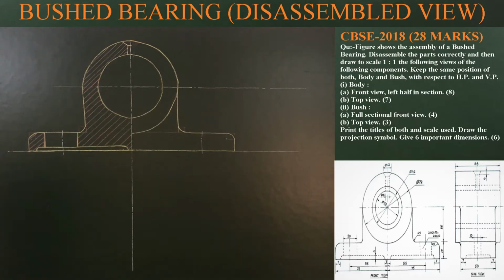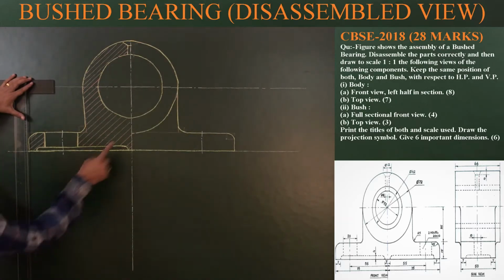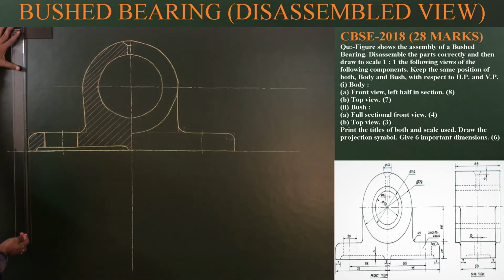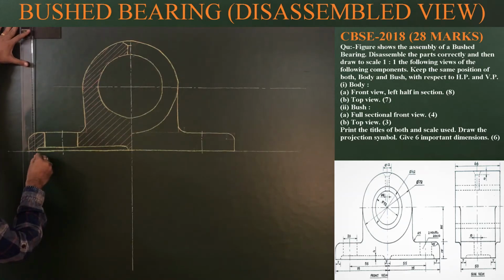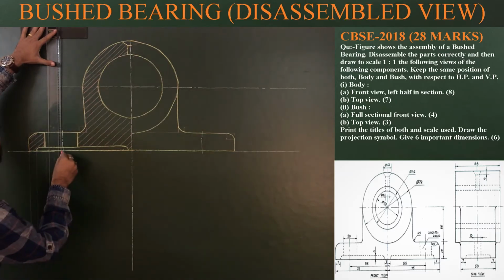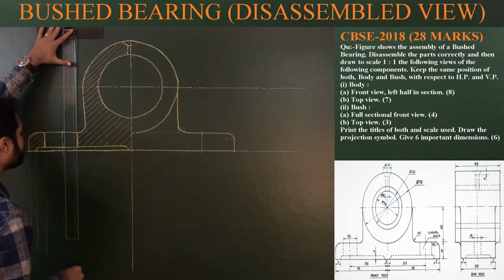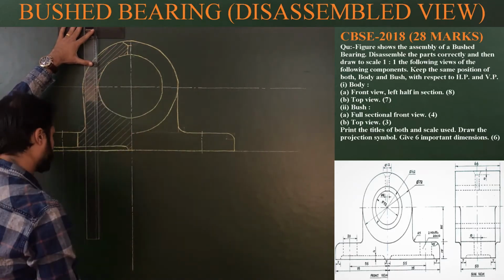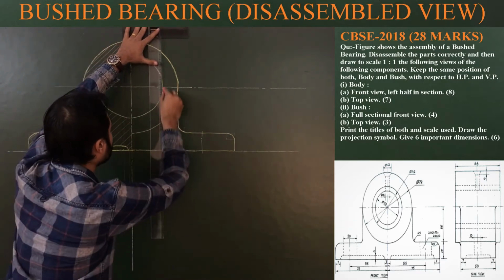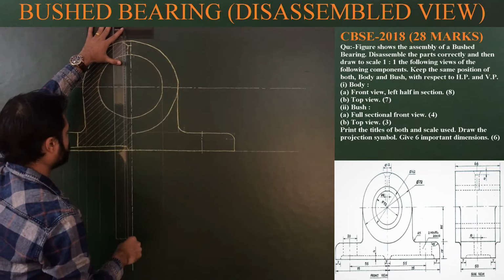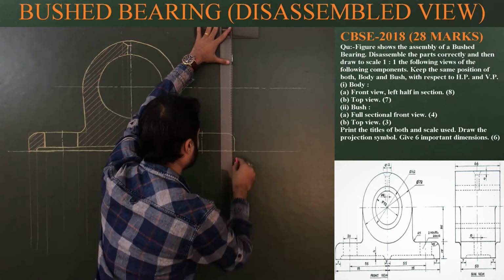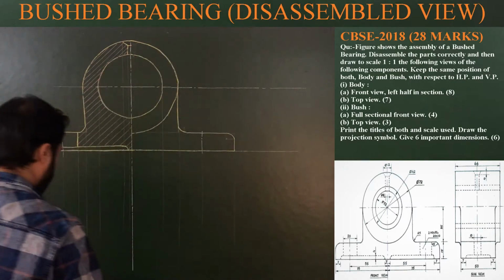Now for the top view, draw projectors parallel to this axis or perpendicular to xy from every point or every corner of the front view. So using corners, draw lines perpendicular to xy. Right.